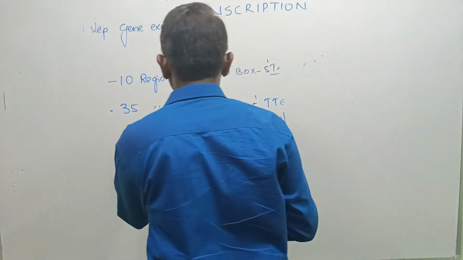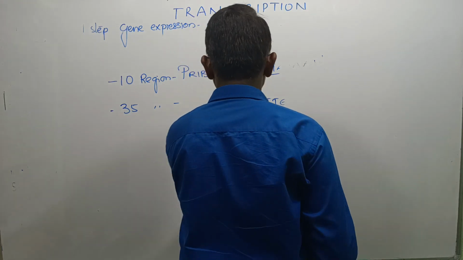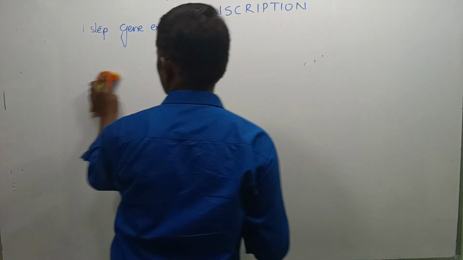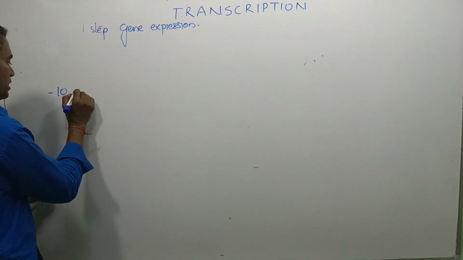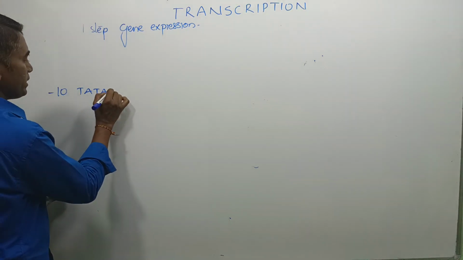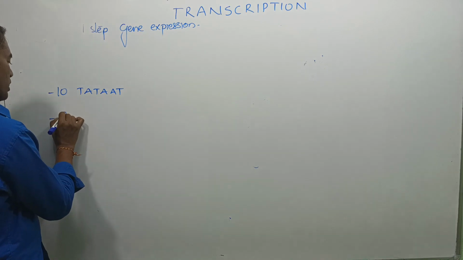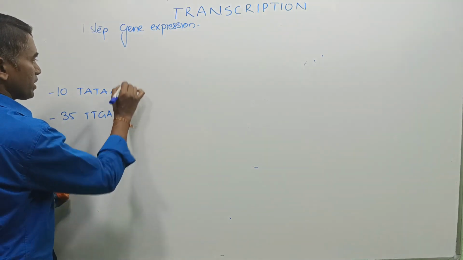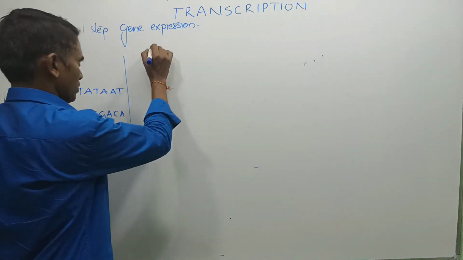So in the case of eukaryotic organisms, there are different regions. One is -10 TATAAT, -35 TTGACA. This is in the case of prokaryotic organisms.